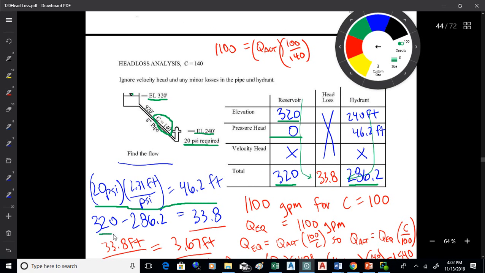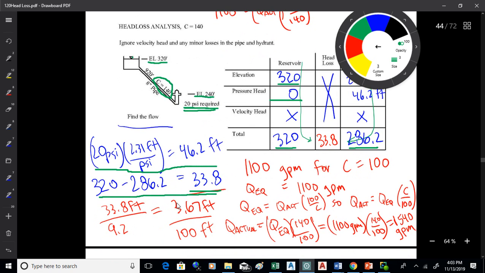So what you can then do to find the head loss is subtract the two, and that'll tell you the allowable head loss between the reservoir and the hydrant. This is as much head loss as you can have and still maintain the 20 psi residual. So that comes out to be 33.8 feet. Now the pipe is 920 feet long. That's 9.2 100-foot lengths. So if you take the 33.8 and divide it by 9.2, what you get is the allowable head loss per 100 feet. It's 3.67 feet per 100 feet of length of pipe.